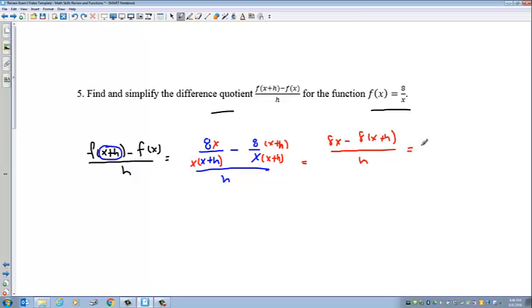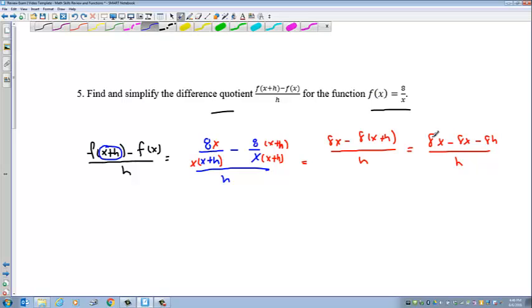And so then that's equal to 8x. Now you're going to distribute this minus 8 through, so you can get minus 8x. Then minus a positive is a minus, so then minus 8h. All divided by h. And here's where the 8x's are going to cancel. So this 8x cancels with that 8x. And you're left with what? Negative 8h.